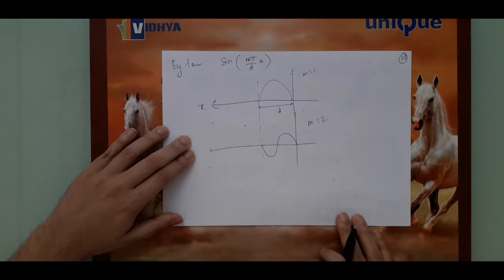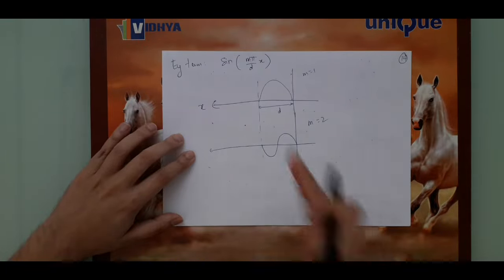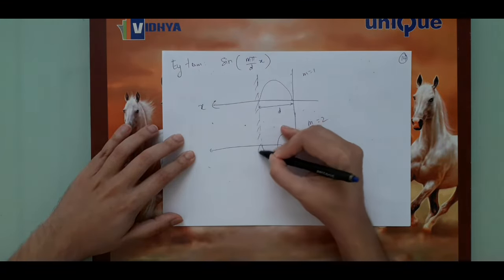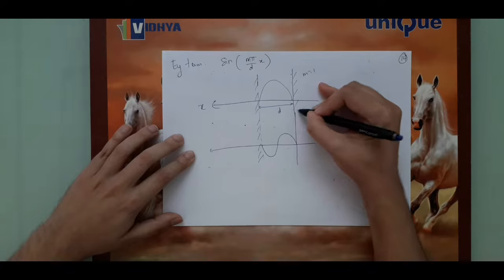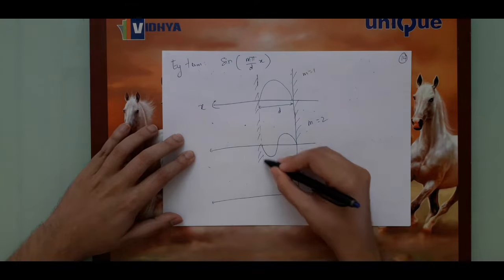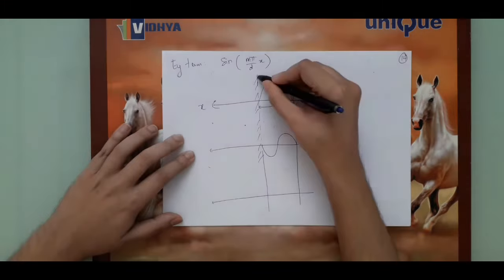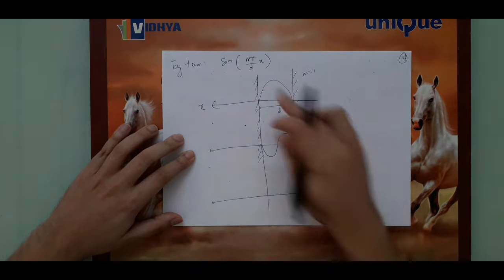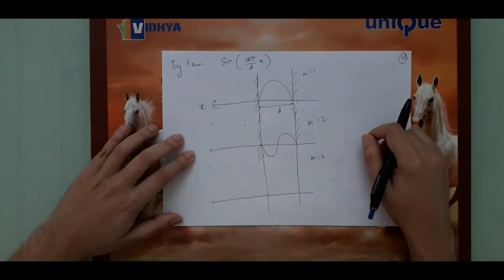This is what it looks like. This is where the second conductor is. This is the first conductor. Again, let us go for m equal to 3. So we'll now have 3 pi by d x.